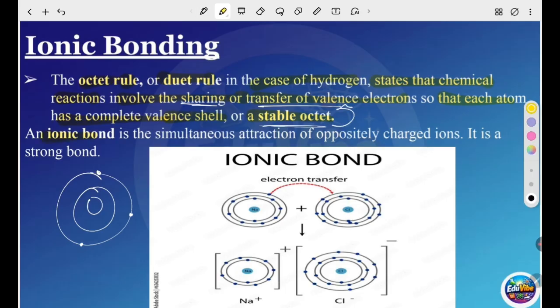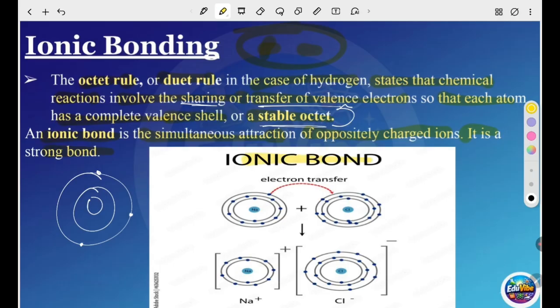Last thing, the ionic bond is the simultaneous attraction of oppositely charged ions, and it is a very strong bond. If you have a positive ion and a negative ion, they attract each other with a very high attraction. When we make that bond, it is a very strong bond. Nobody can easily break that bond.